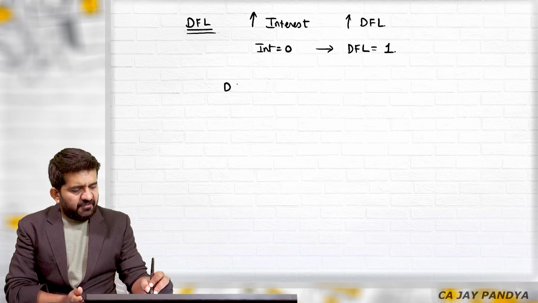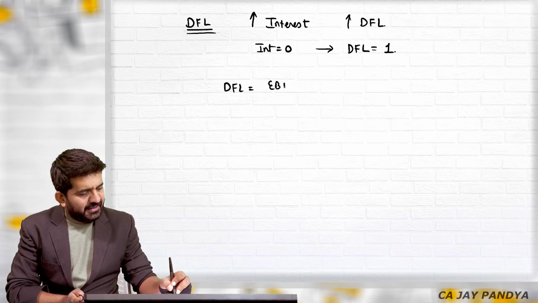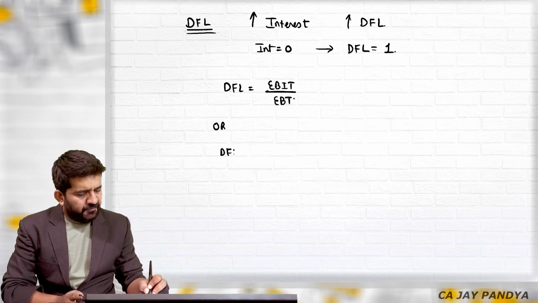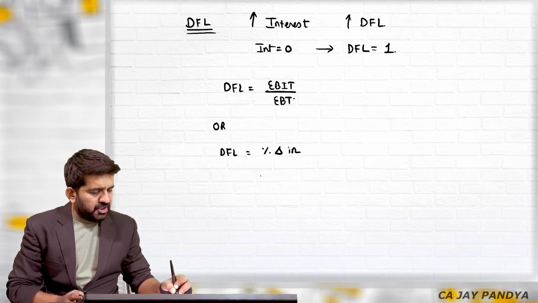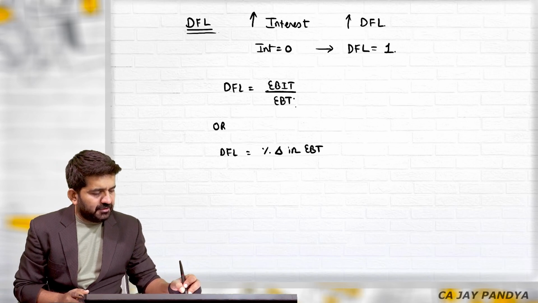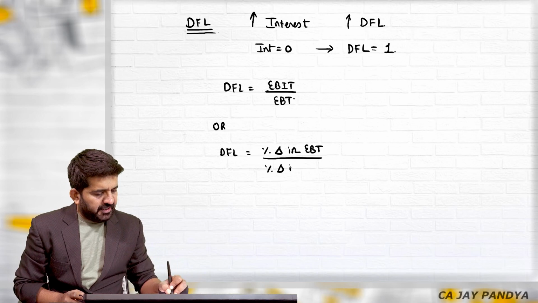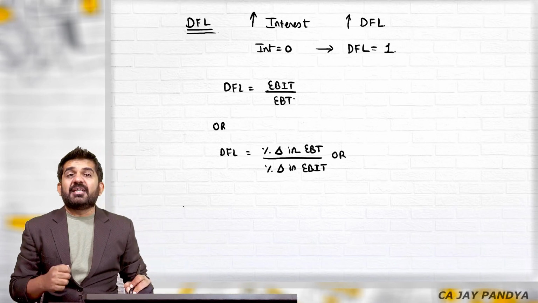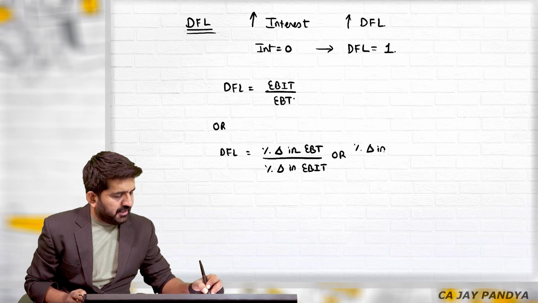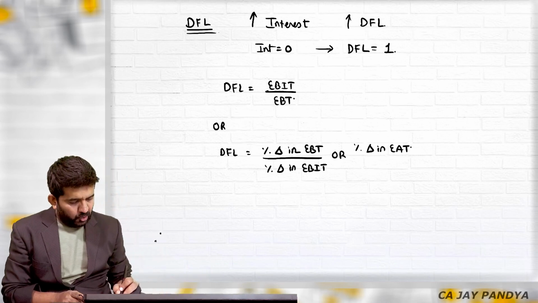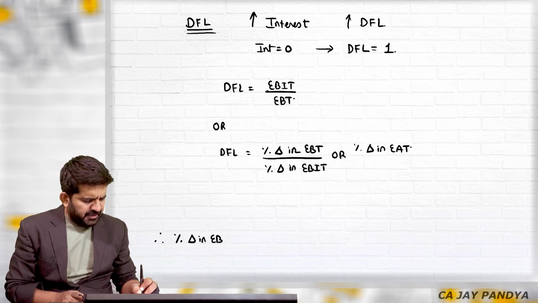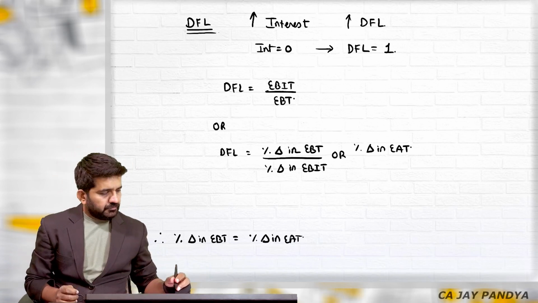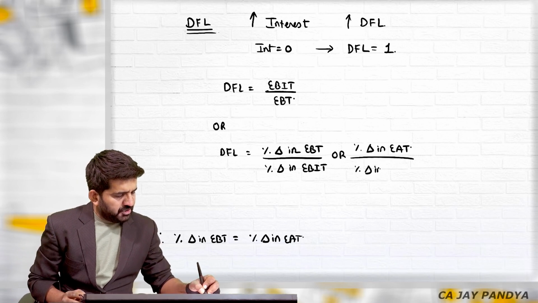How to find out answer of DFL was also very simple. We start with EBIT divided by EBT. First formula. Second formula, degree of financial leverage, percentage change in EBT or EBIT? EBT. The denominator will become numerator. Percentage change in EBIT. Now, instead of percentage change in EBT, we can write down percentage change in EAT, because percentage change in EBT will be equal to percentage change in EAT upon percentage change in EBIT.